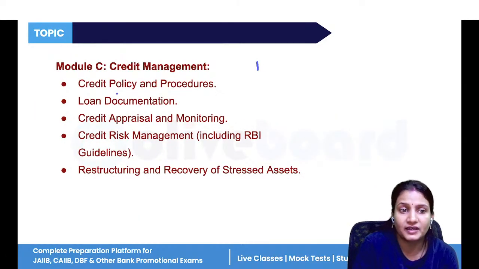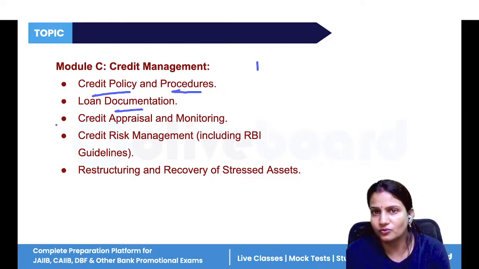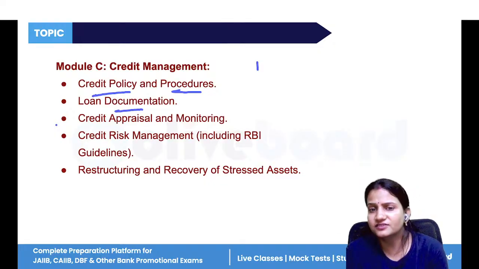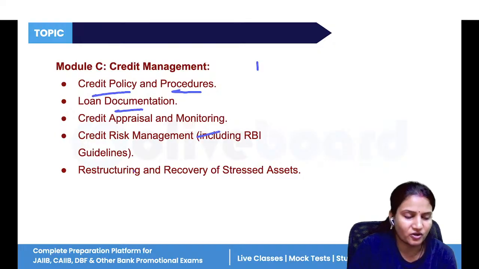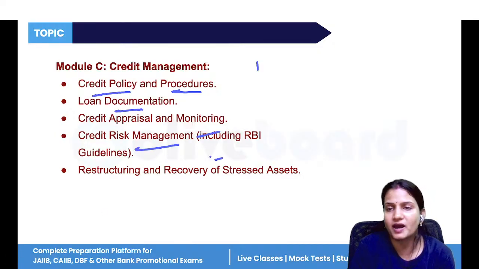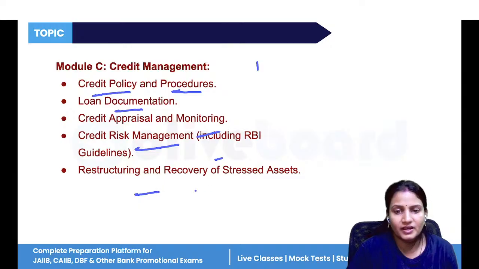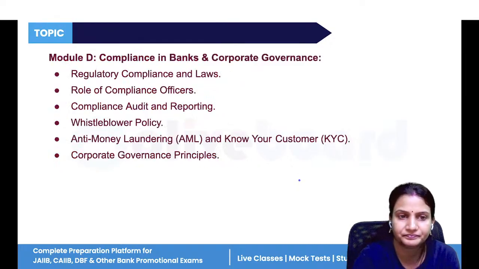Then credit management: what is the credit policy, the procedures, loan documentation. If you are disbursing the loan, you have to do a lot of documentation work. The easy step for that is STP, straight through processing. Then credit monitoring, risk management, how to manage a risk in the company and in your loan approval, loan sanction, recovery and restructuring of assets, rectification of assets.